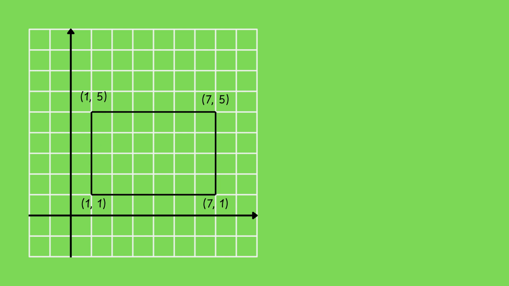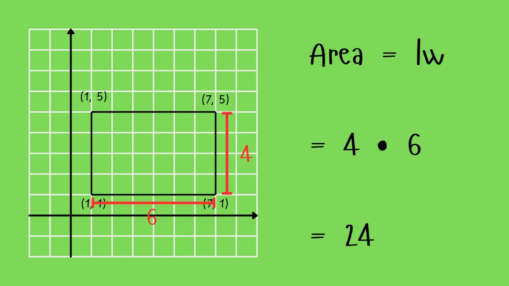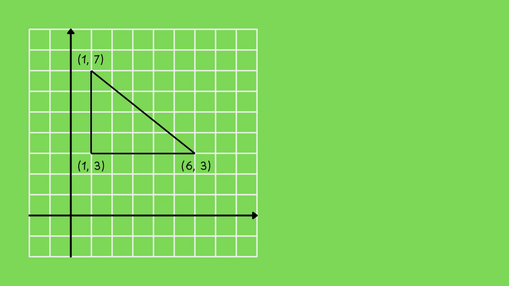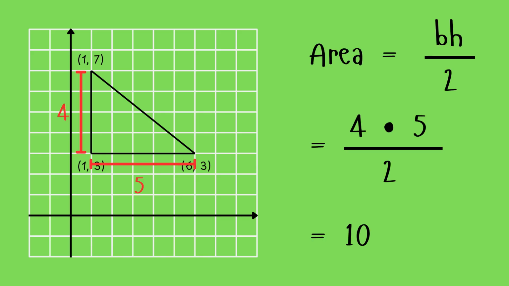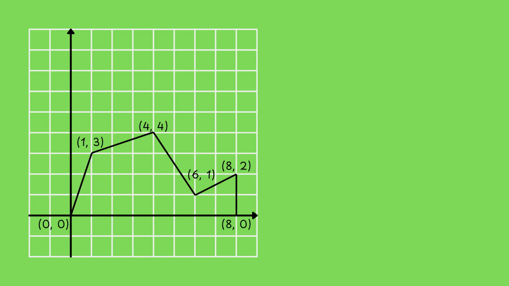If I ask you to find the area of this rectangle, you could probably find it pretty easily by multiplying the length by the width. Similarly, you could probably find the area of this triangle by multiplying the base and the height and dividing it by 2. Now what about this shape?